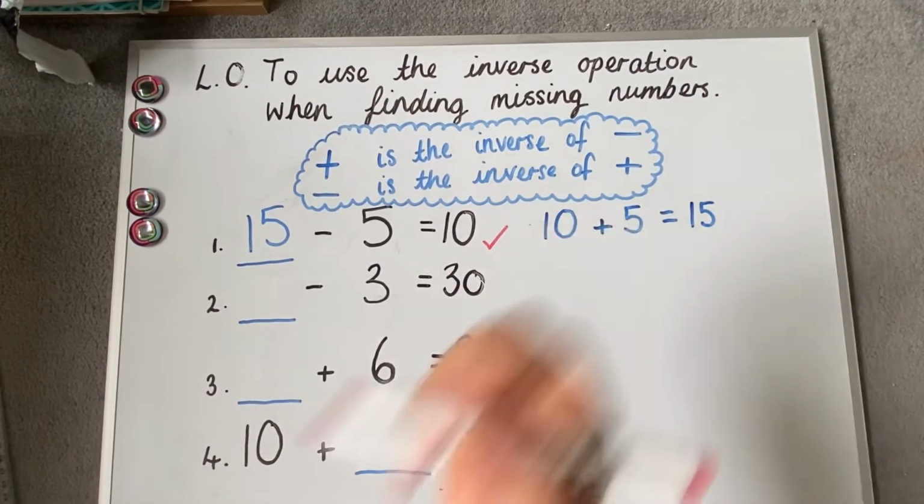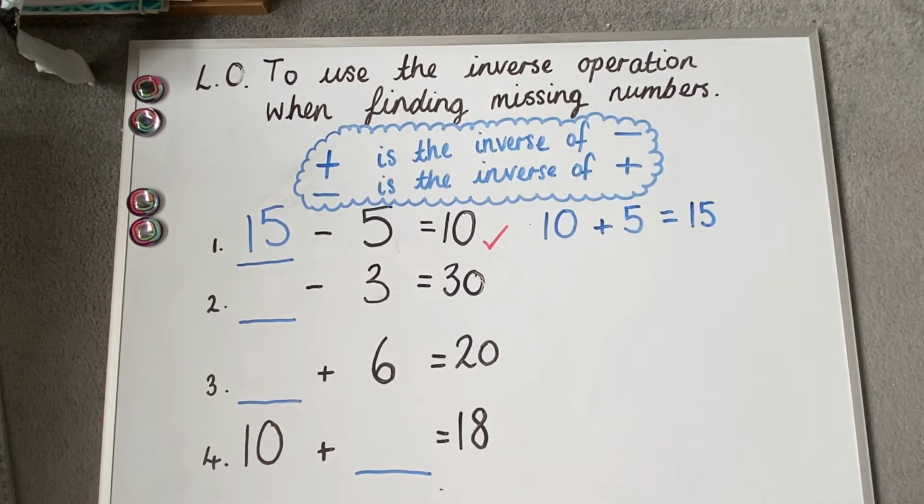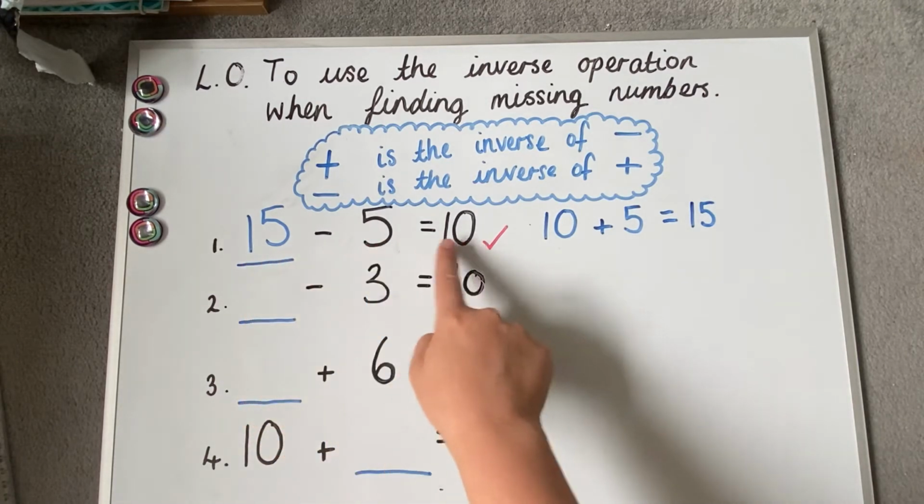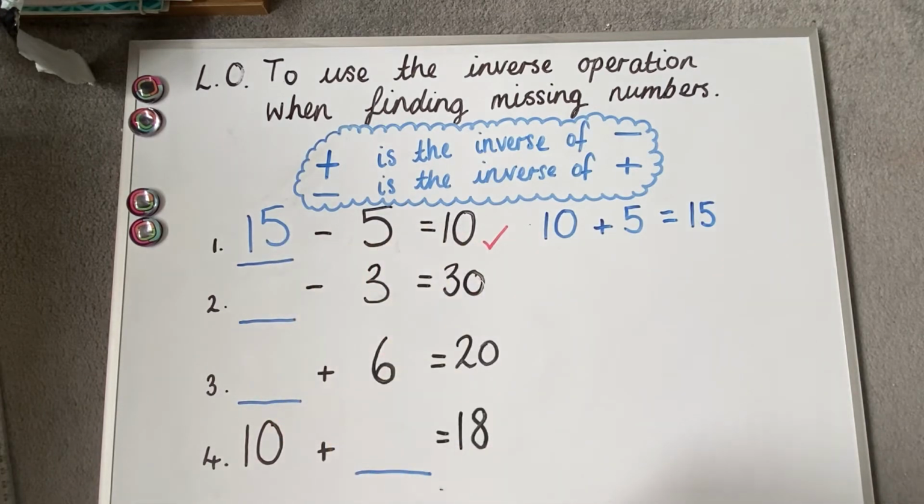Fantastic. Some of you might be thinking, this is a little bit like our fact families in Big Maths, and that's exactly what it is. It's using the three numbers in a sum, reorganising them to find other sums within it, okay? So let's do another one.